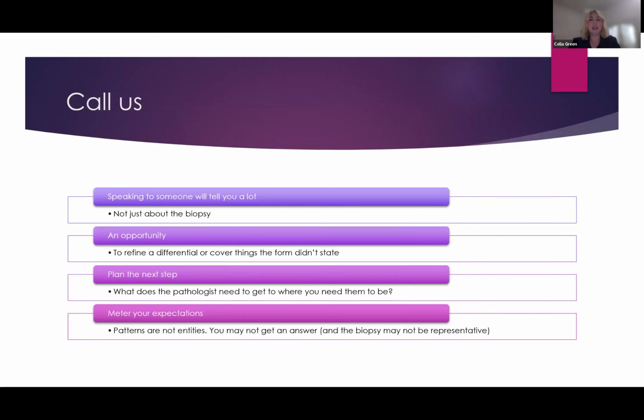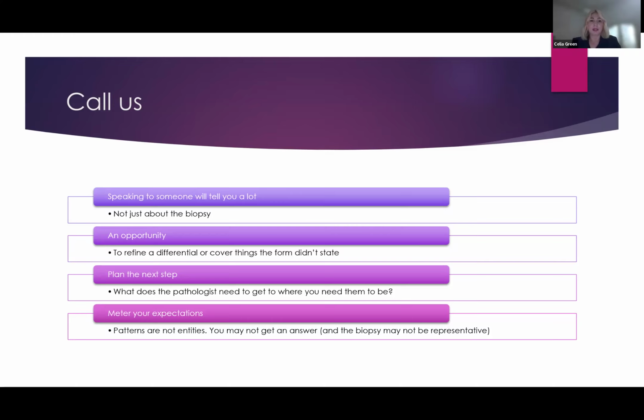Speaking to someone or your pathologist will tell you a lot, and not just about the biopsy, it'll tell you about their experience, it'll tell you about their enthusiasm, it'll tell you about their clinical acumen. It's an opportunity. You can refine the differential. If they suggest something, you can say, no, this is not in the differential for us on the basis of this, or cover the things that you couldn't fit on the form or didn't quite translate in writing.